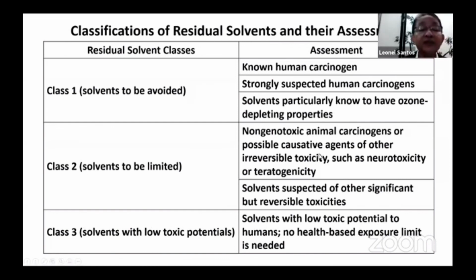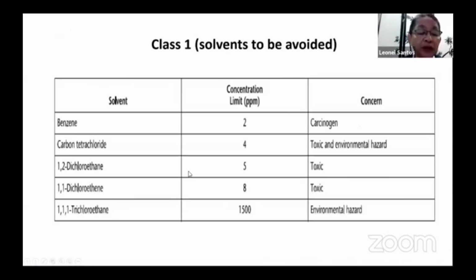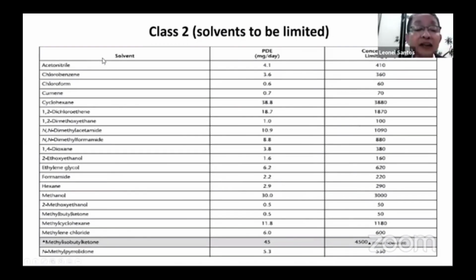Now, this slide describes the 3 different classes of residual solvents. Class 1 would be solvents that are to be avoided because they have high toxicity. The second class are solvents to be limited. You can use them, but they need to have some limited amount in the product. And then class 3 would be the solvents that have low toxicity. So this slide describes the class 1 solvents to be avoided, and you see that the concentration limits are in the low ppm. The concerns are listed in this table, having carcinogenic and toxic effects to humans.